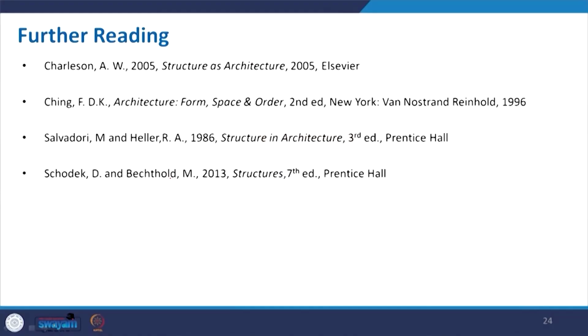And these are the references. I have added one more, a book written by D.K. Ching, Architecture: Form, Space and Order. You can go through it, and I have also given the references for all the image sources. You can go and get more detail.